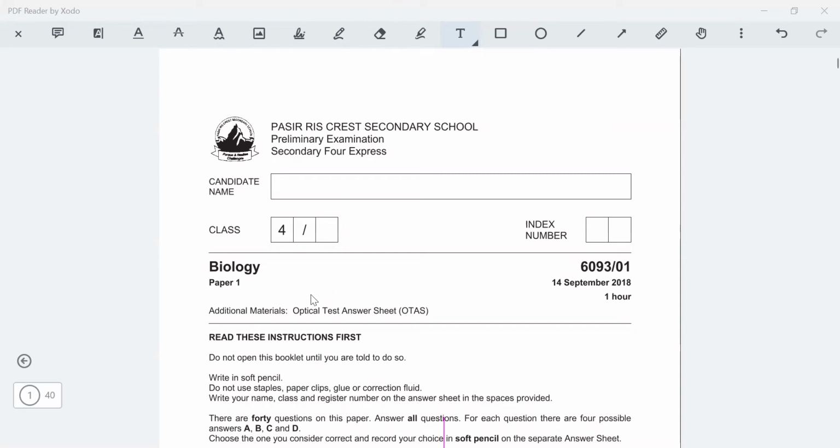Hello. Hi. Okay. So today I'm going through the Pasir Secondary School Sec 4 Express Biology paper. I'll be going through paper 1 and paper 2, and hopefully you can understand my explanations.